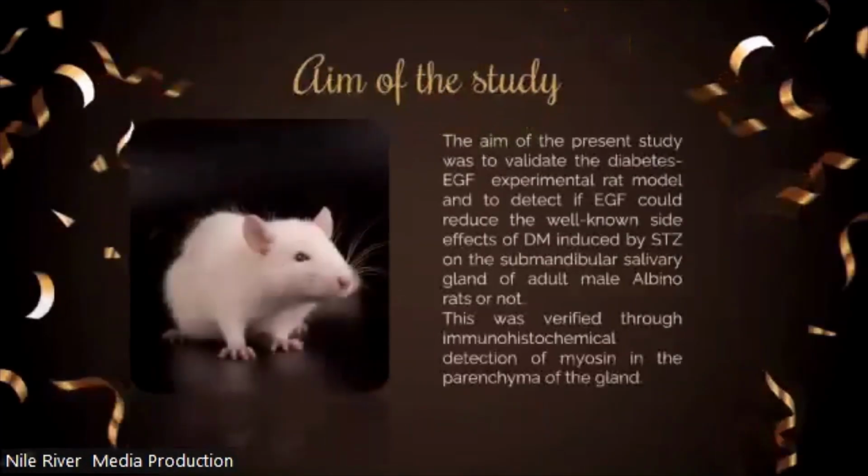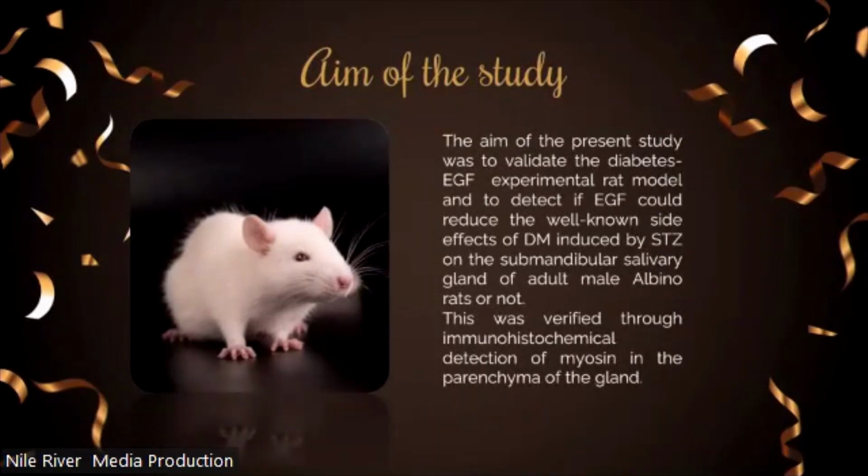The aim of this study. The aim of the present study was to validate the diabetes mellitus and epidermal growth factor experimental rat model and to detect if the epidermal growth factor could reduce a well-known side effect of diabetes mellitus induced by streptozotocin on the submandibular salivary gland of adult male albino rats or not. This was verified through immunohistochemical detection of myosin in the parenchymal end of the gland.